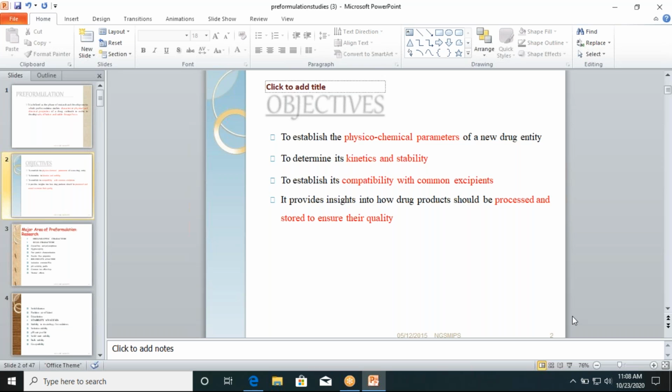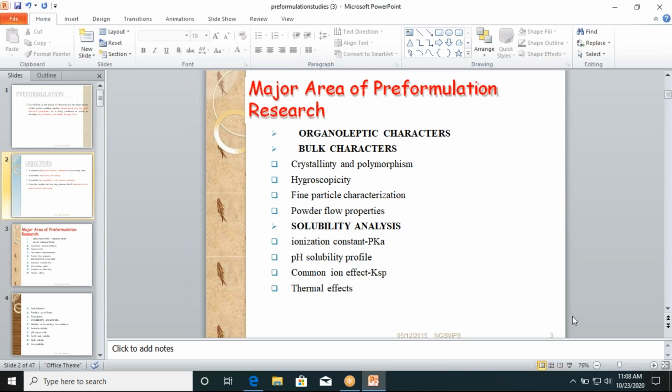So first, you can establish the physico-chemical parameters, you will determine the kinetics and stability of the drug, and you will also establish the compatibility profile between the drug and the various excipients you are using. And finally, you will come to know how the drug product has to be processed and how it has to be stored to ensure the quality of the dosage form. So that is a major area of formulation research.